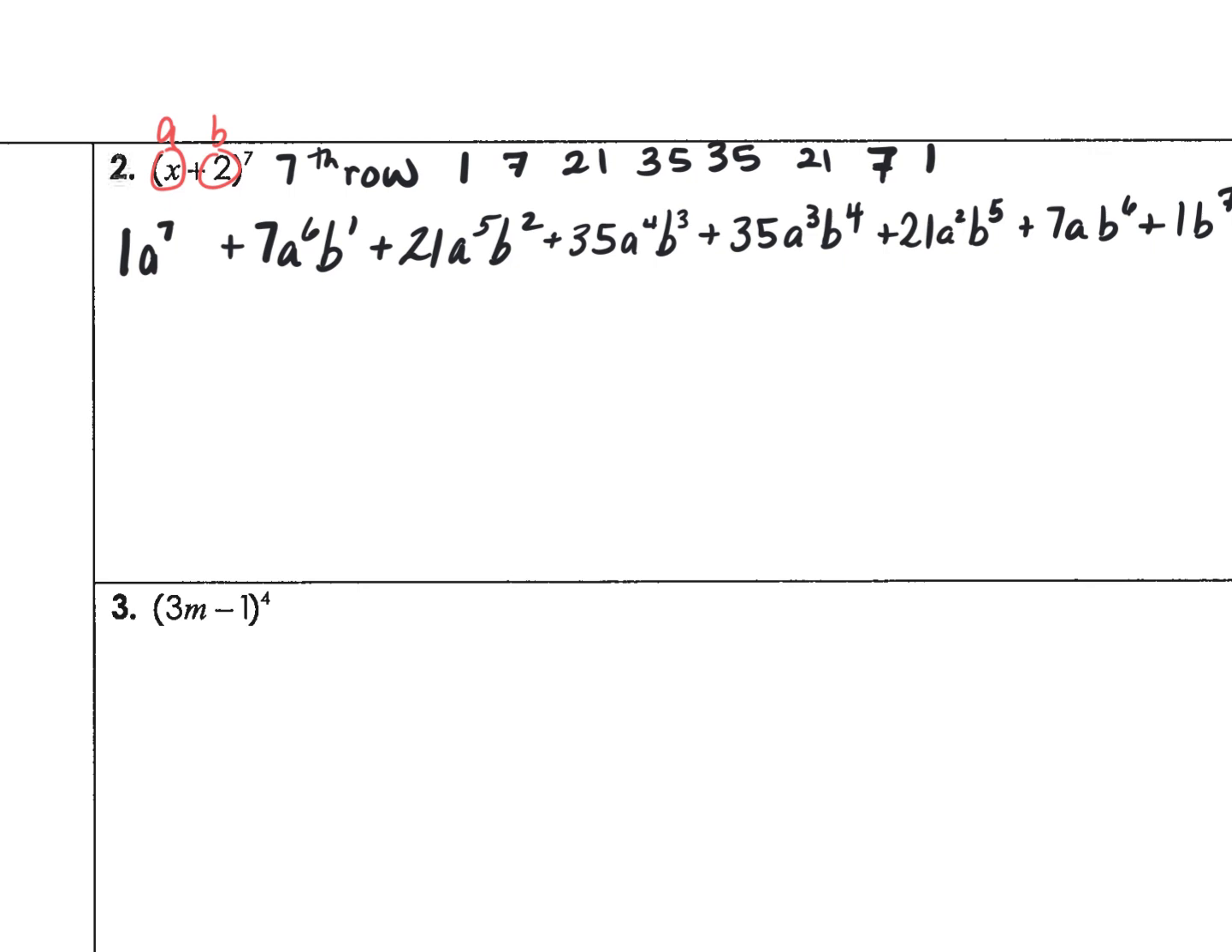No, a 2. So this becomes 1 times X to the 7th, 7X to the 6th, 2 to the 1st, 21, X to the 5th, 2 to the, and so on.